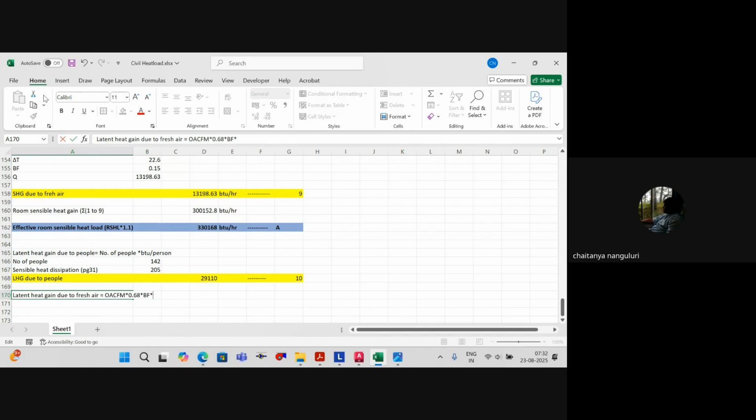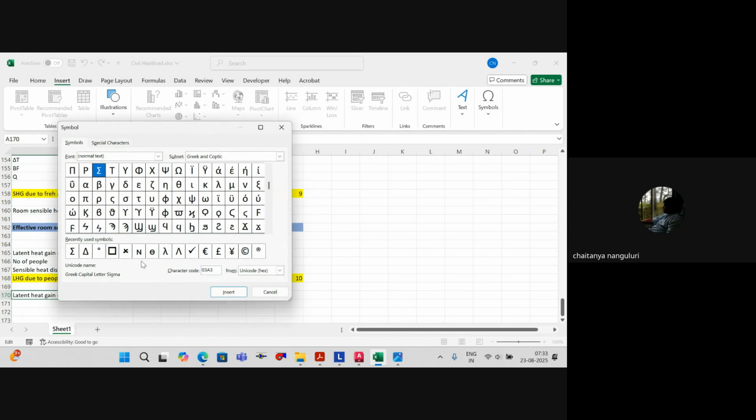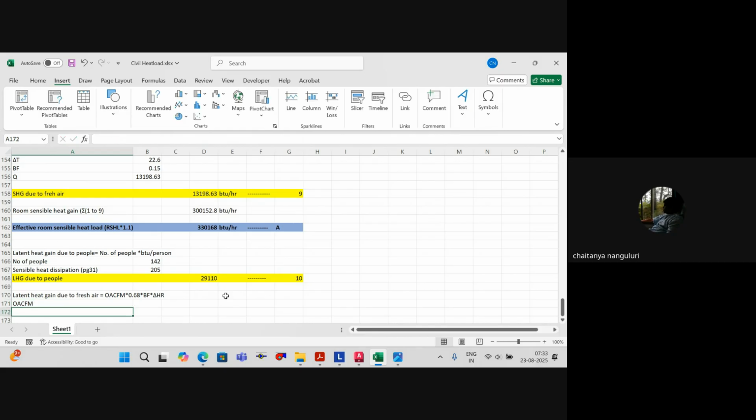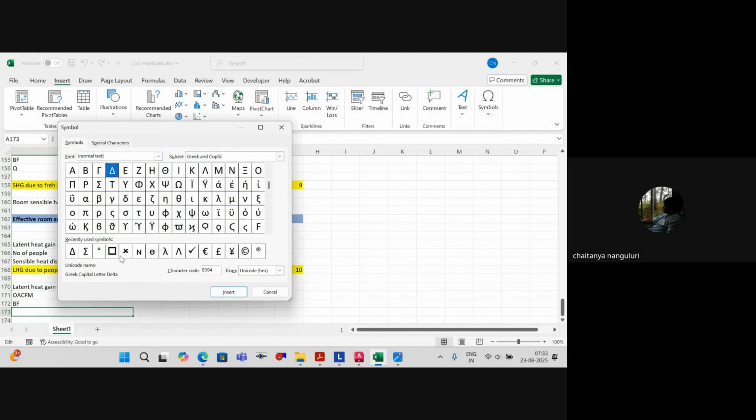You agree? Insert symbols, delta. Here we don't do method 1 and method 2 again, sir. Already we know OACFM for the entire project; it will always be the same. Why should we do it again? Bypass factor we know, and delta HR we also know. So symbol delta HR.